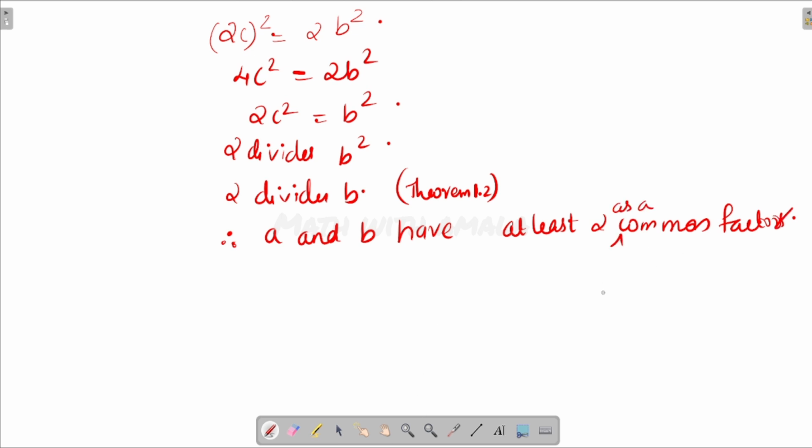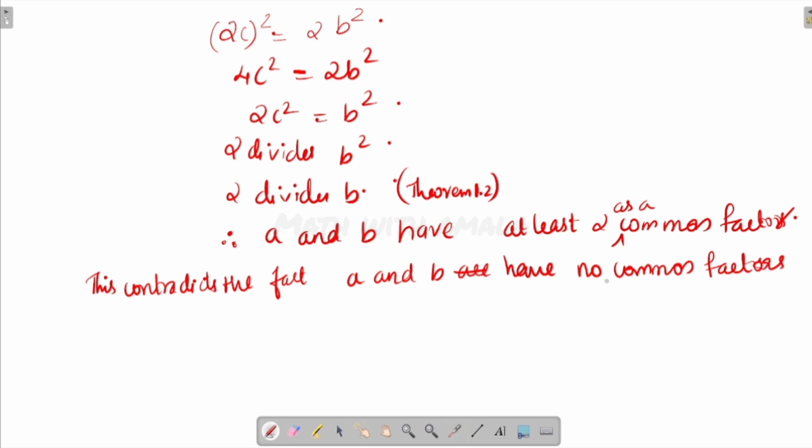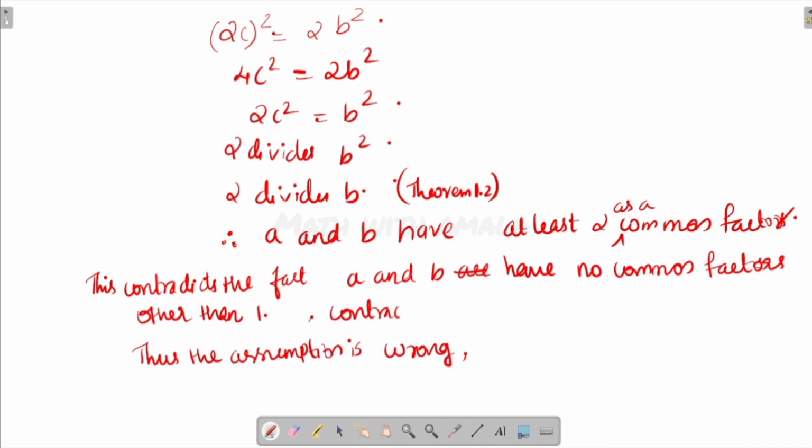Hence, this is a contradiction to our assumption. This contradicts the fact that a and b have no common factors other than 1. Here we have found another common factor 2. So this is a contradiction to our assumption. Hence, our assumption is wrong, which means root 2 is irrational.